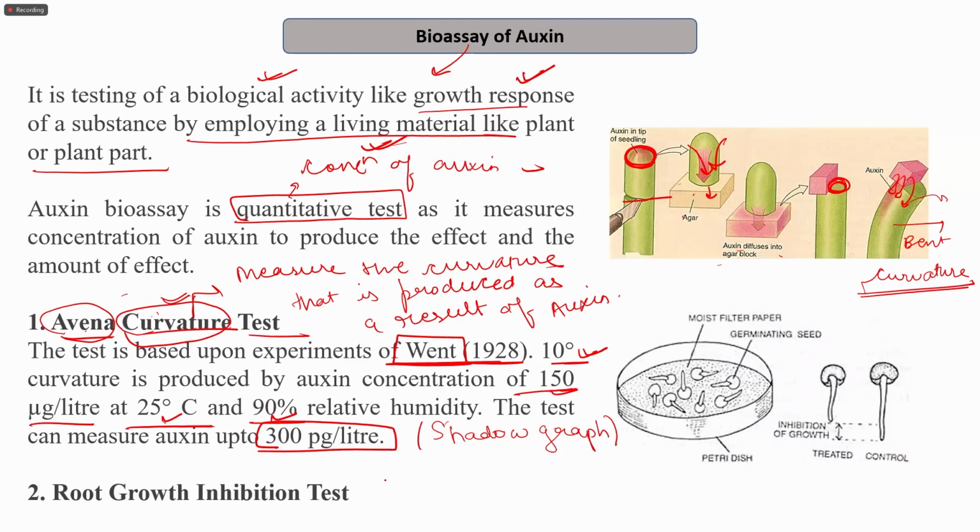Second is the root growth inhibition test, that is, how much root growth inhibition is happening. So in the test culture, you will see there is an inhibition of the growth which is treated, and in the control, root growth is being seen.